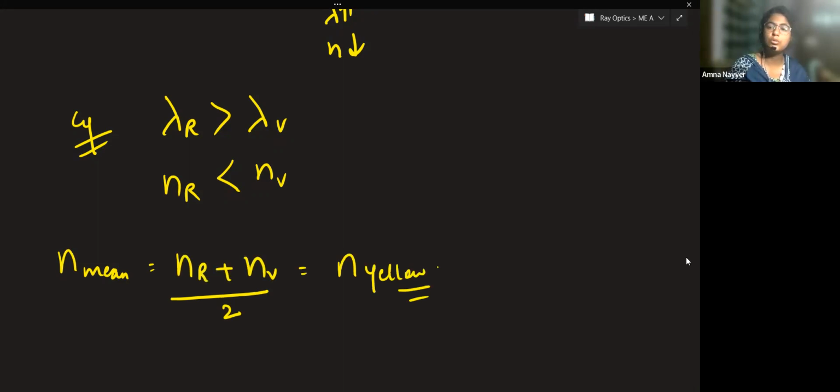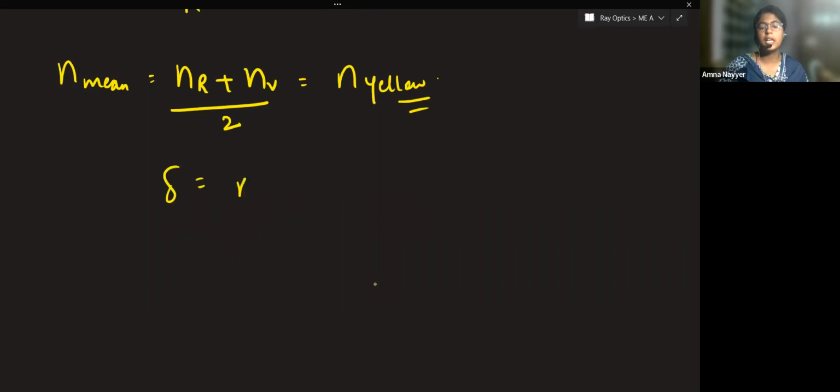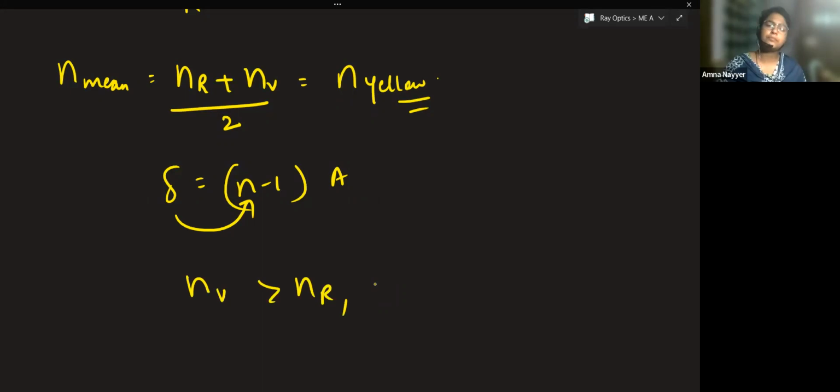This is what you use for Cauchy's formula. Also one more thing here, deviation you just did as n minus 1 into A. So deviation is also related to n. Whatever the result for n, that will be exactly the result for deviation. So if n of violet is greater than n of red, delta v will be greater than delta r. Means angle of deviation for violet will be greater than angle of deviation for red color.